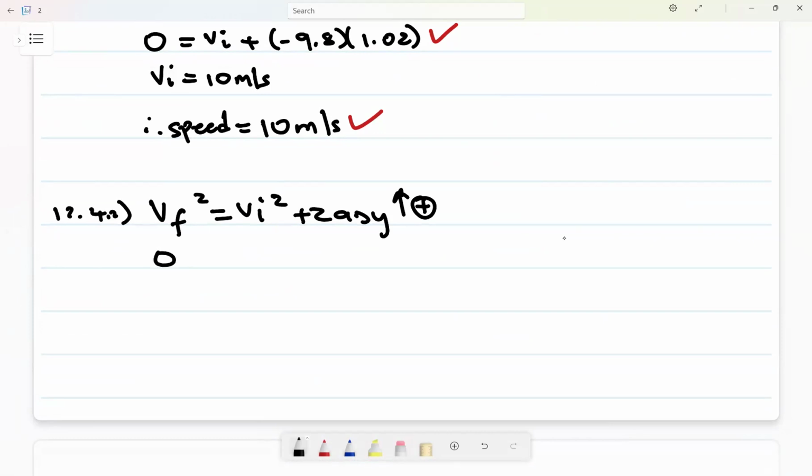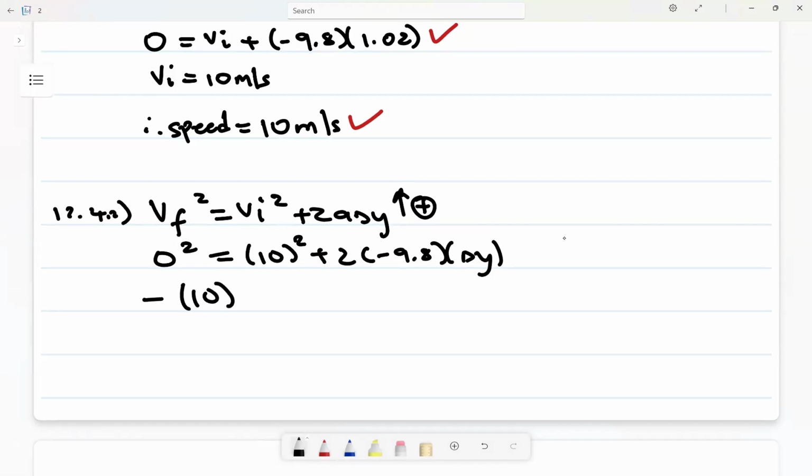Yes, it's going to give you decimals. Vf squared, I know at the maximum height it is 0. Vi initial is 10 squared plus 2. What is my acceleration? Negative 9.8. Therefore, my change in y, it is what? I don't know. I'm trying to calculate that. Okay. Then when I move this one, it's going to be negative. When you move that to that side, it should be negative into 10 squared. Do not put the negative inside, okay?